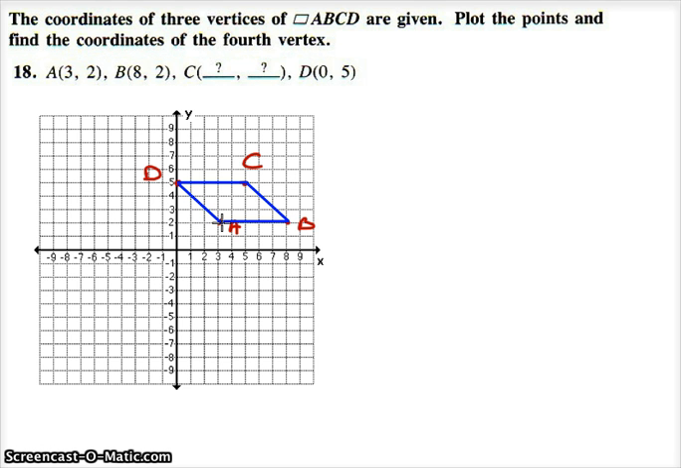And I just need to note that the values for C would have been the ordered pair 5 for the X value and also 5 for the Y value.